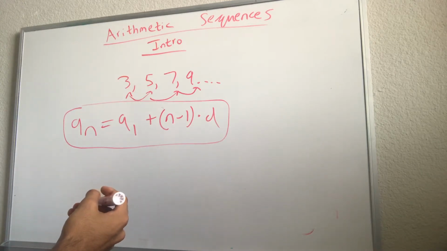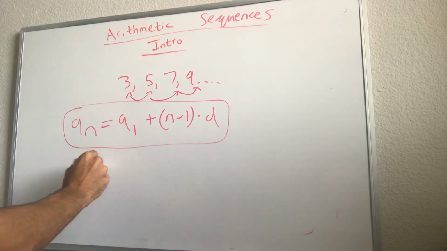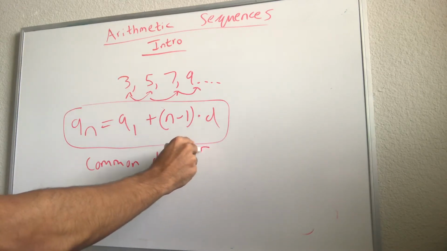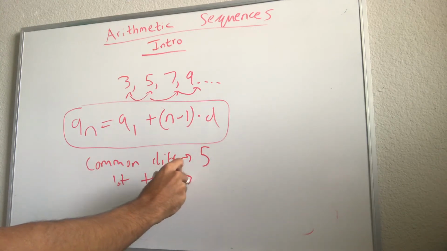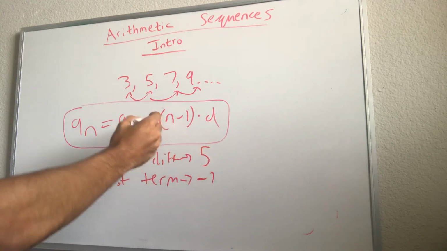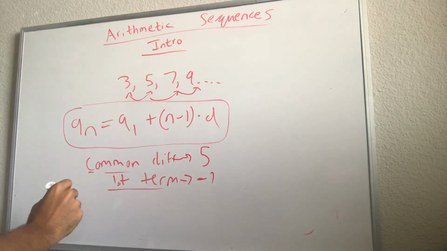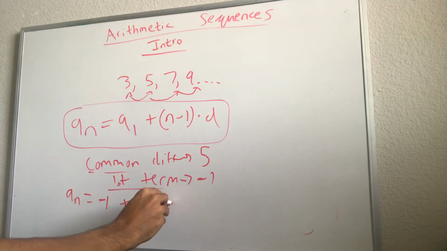So if I have something like: find the formula for the nth term of the arithmetic sequence whose common difference is 5, and first term is -1. You want to really put these values back into the equation. You're given this and you're given this. Well, then it's pretty simple because you're really saying a_n is equal to -1 plus (n minus 1) times 5.